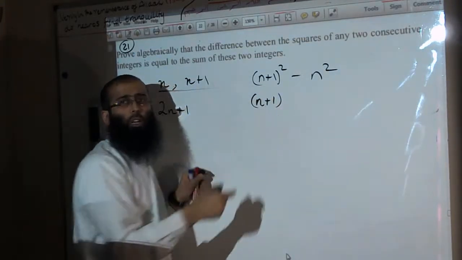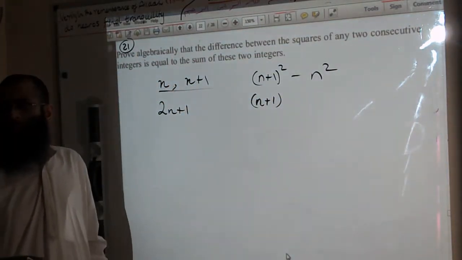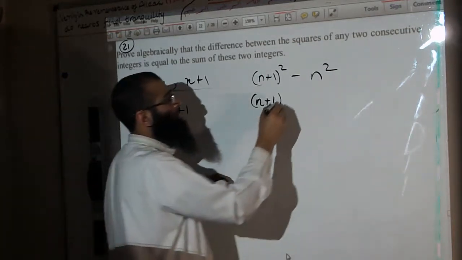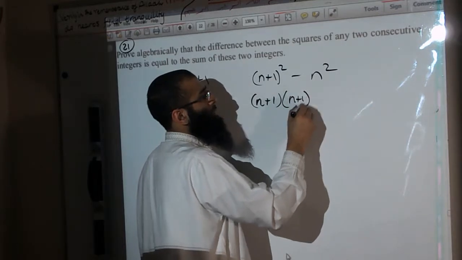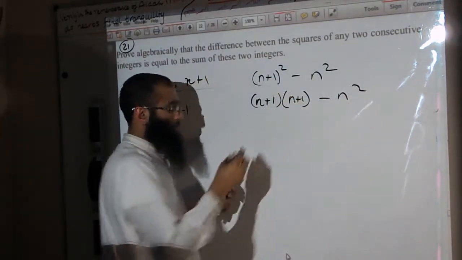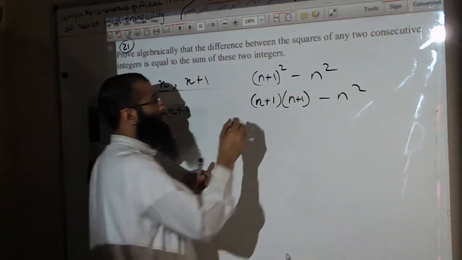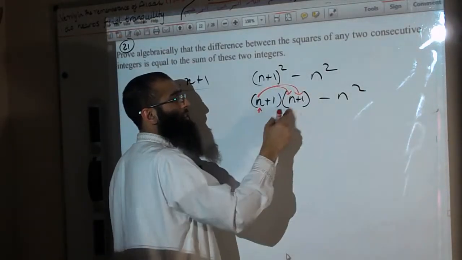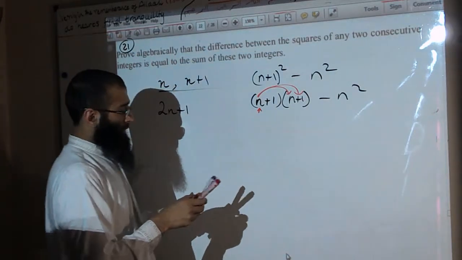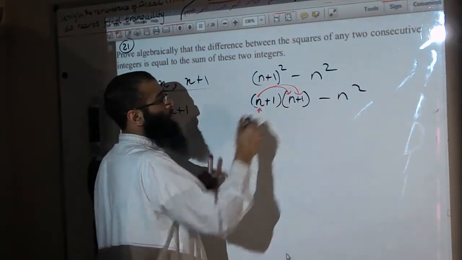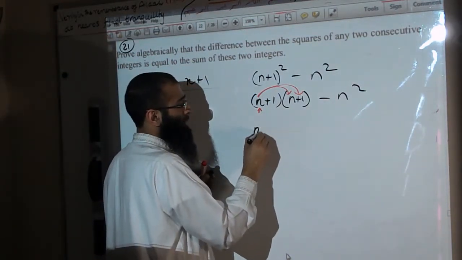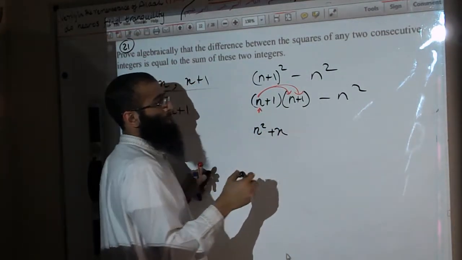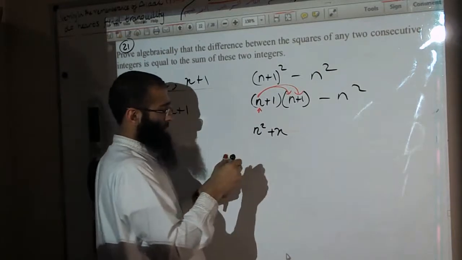So n plus 1 squared means what? It means n plus 1 times n plus 1, minus n squared. Let's multiply this bracket. We start with the first element here, n, and we multiply by each of the other two elements. So what do we have now? n times n is n squared. n times plus 1 is plus n. Plus n again.